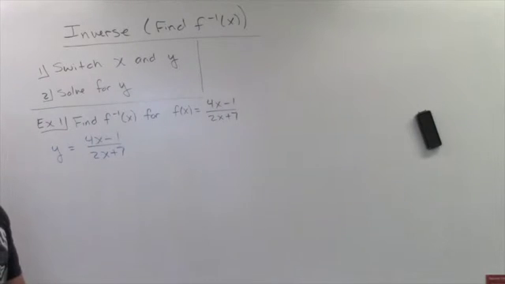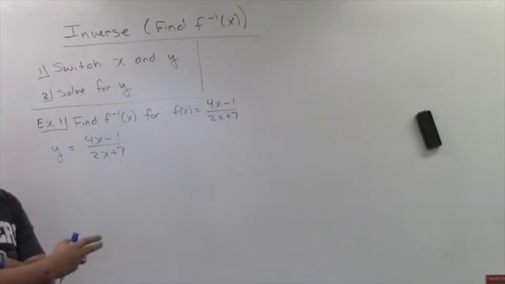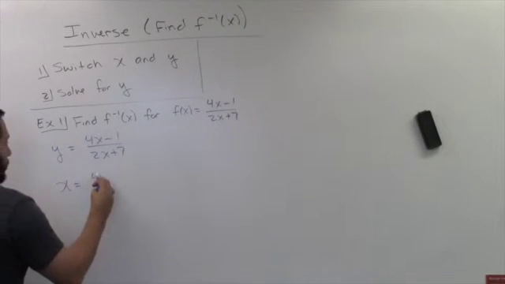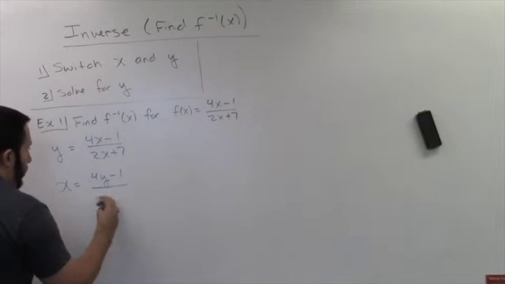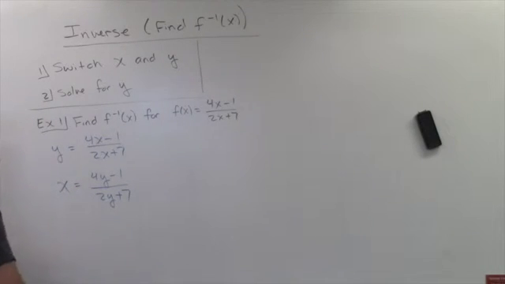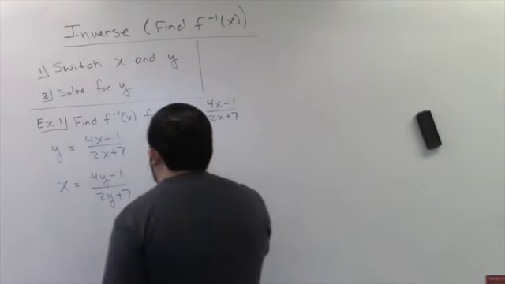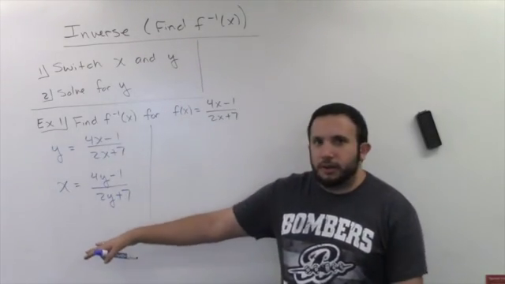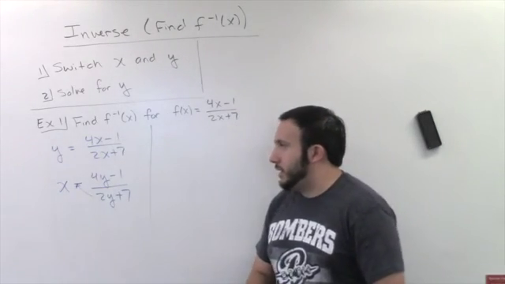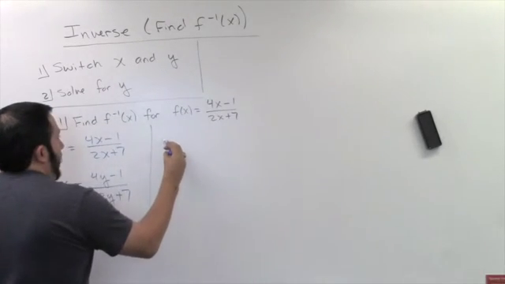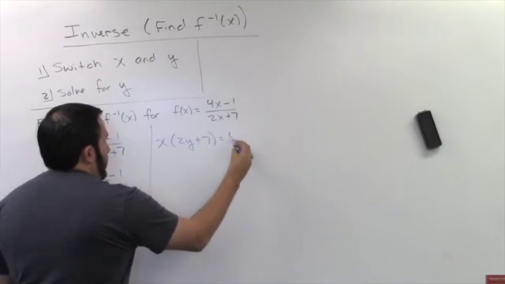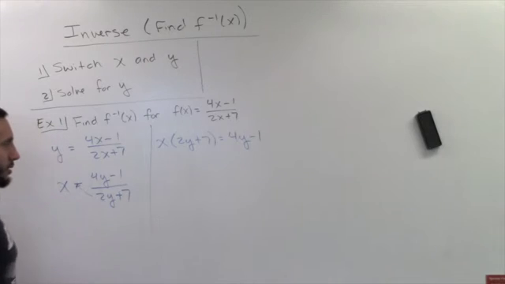So what I'm going to do is switch the x and the y's and then do algebra to solve for y. So I'm going to say that x is equal to (4y minus 1) over (2y plus 7). And now that I have that, let's go ahead and do algebra to solve for y. Once again, just like in the previous video, I don't like fractions. So let's multiply this 2y plus 7 over to the other side. And so what I'm going to get is x times (2y plus 7) is equal to 4y minus 1.